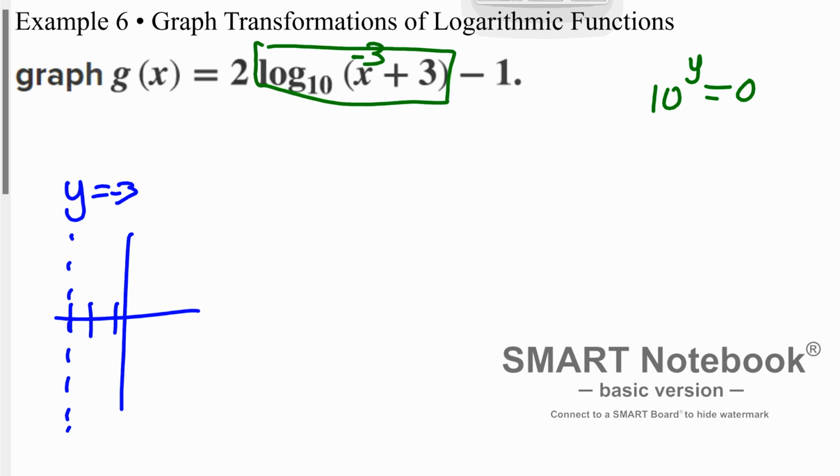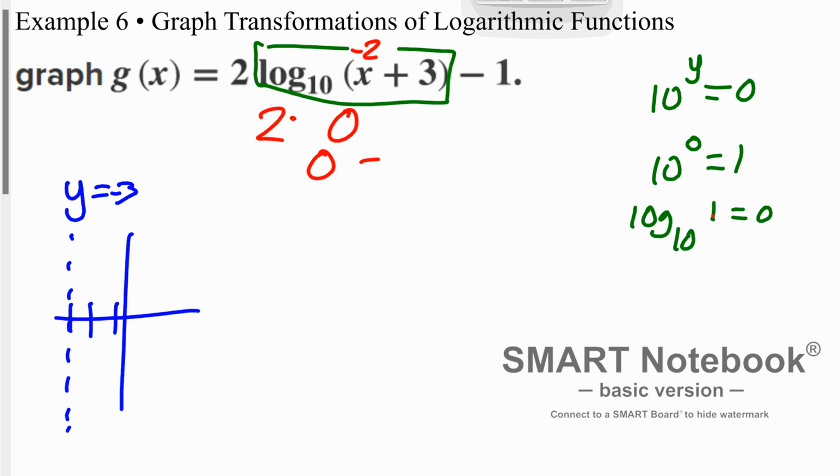Then I know that 10 raised to 0 is 1. So if I think about the log, log base 10 of 1 would equal 0, right? So how can I make that 1? Well, that would be a -2. So with -2, I would get log base 10 of 1, which equals 0. So that would be 0 times 2 is still 0, and then subtract 1, and I'd get -1. So if I plug in -2, I get -1.